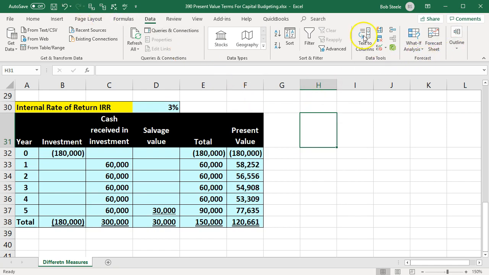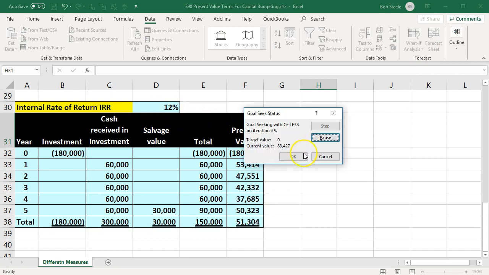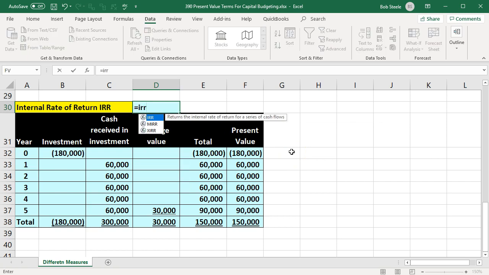Let me demonstrate that one more time because I deleted it. We'll say goal seek. We're going to say set this cell to be 0 by changing this cell. Okay. And then you have to hit OK. So there's the 23%. The other way we can do it is by setting a formula up top. So I can say, what if I didn't know this cell at all? It's 0 right now. I can say this equals the internal rate of return.